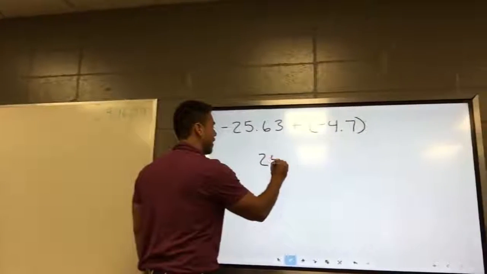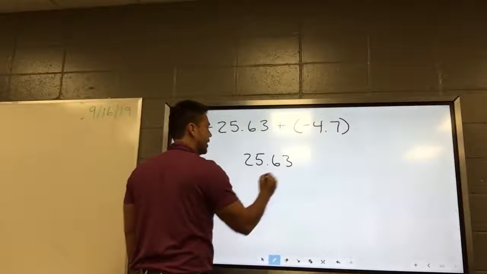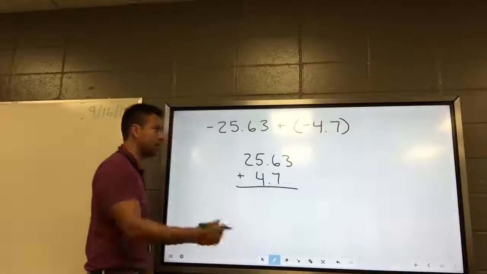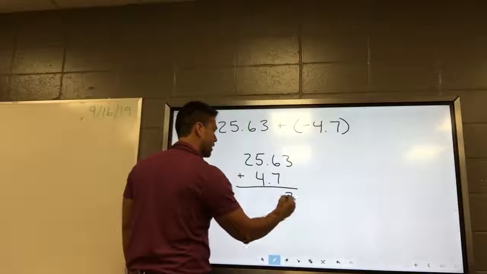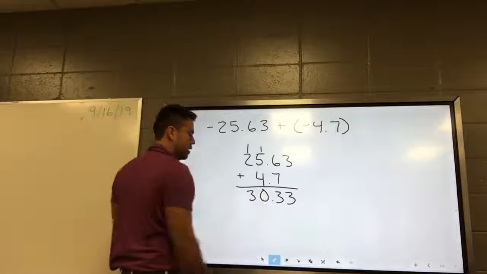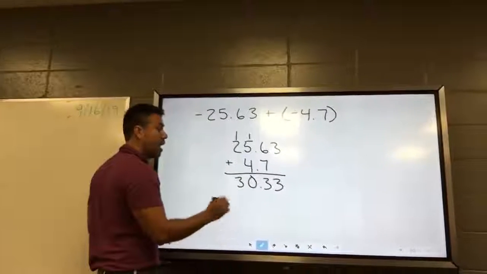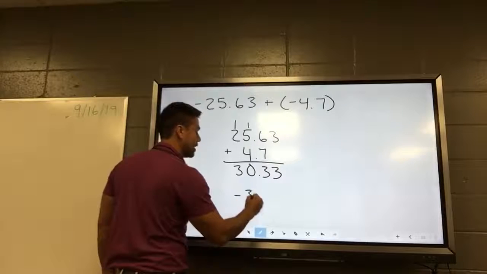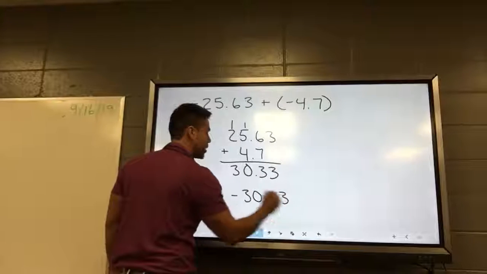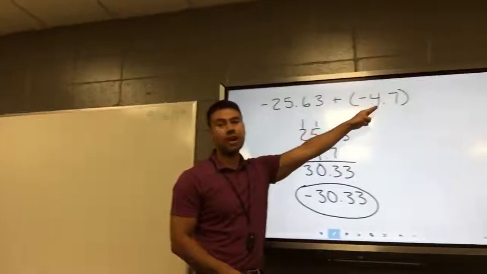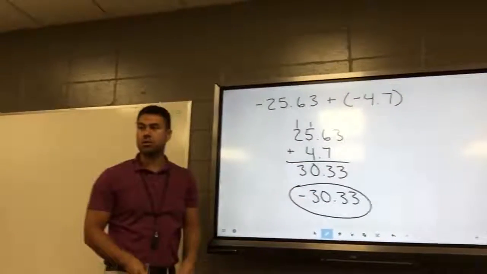So 25.63 plus 4.7. You're just going to add those, the two absolute values. So you're going to get 30.33. Okay, so do I get positive or negative? Negative. Why is it negative? Because you were adding two negatives. So you add the absolute values, keep the sign of both. That's what your answer should be.